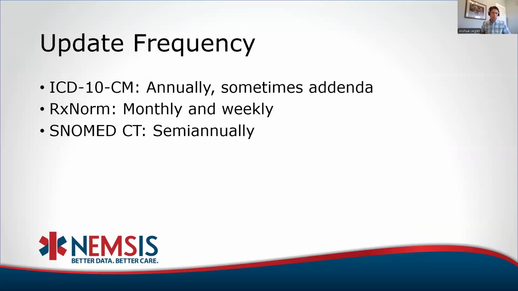Before we dive into each one, I just want to point out that these are updated on a regular basis. ICD-10 CM is updated annually, so new codes are added, some might be removed, discontinued, or labels updated. They usually come out in June and people are expected to start using them in October. Occasionally, ICD-10 CM issues addenda. Like when COVID-19 happened, there was an addendum that came out in the spring of 2020 to add some codes related to COVID-19.